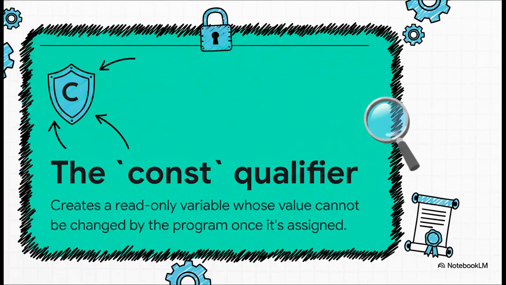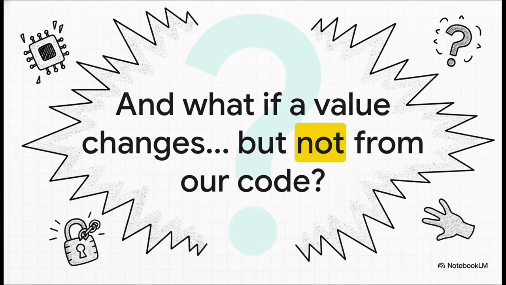When you put const in front of a variable, you're basically telling the compiler, hey, see this value? It's read-only, set in stone. Don't you dare let anyone change it. It's an awesome way to protect your really important data from being messed with. Okay, now for something a little weirder.